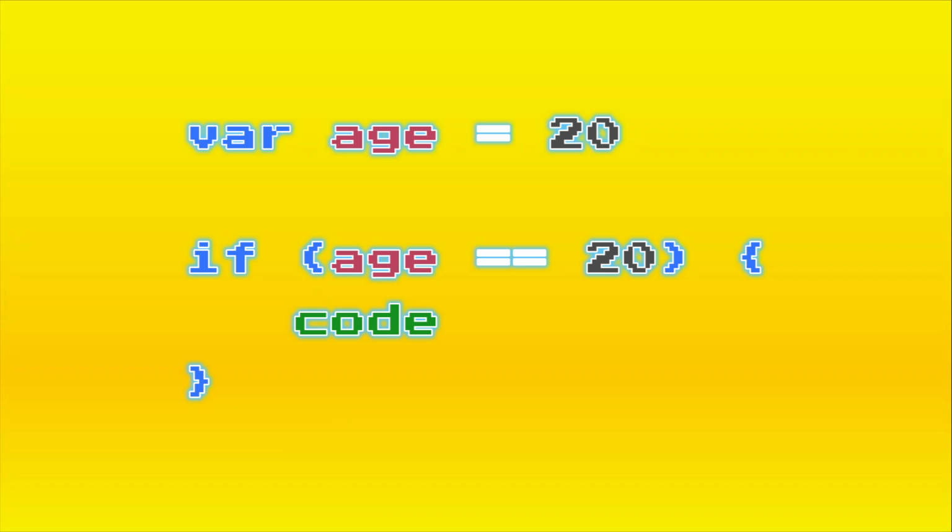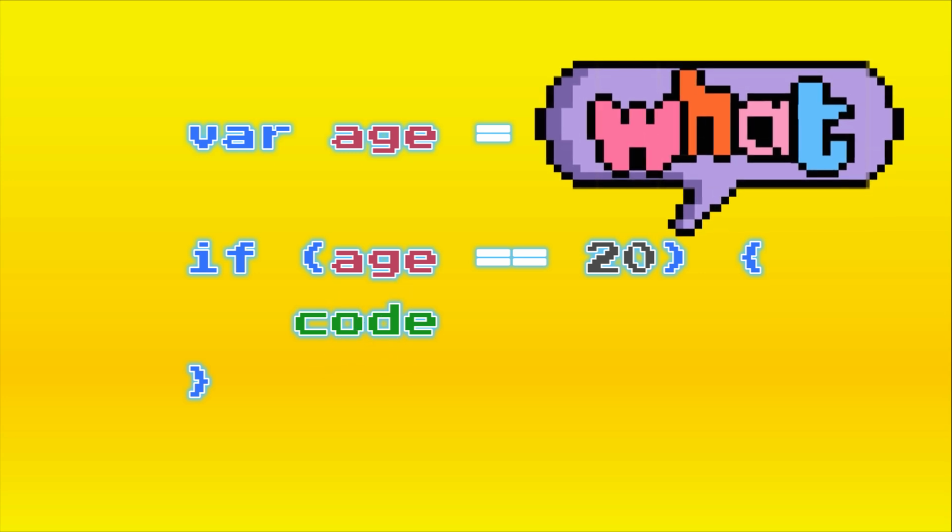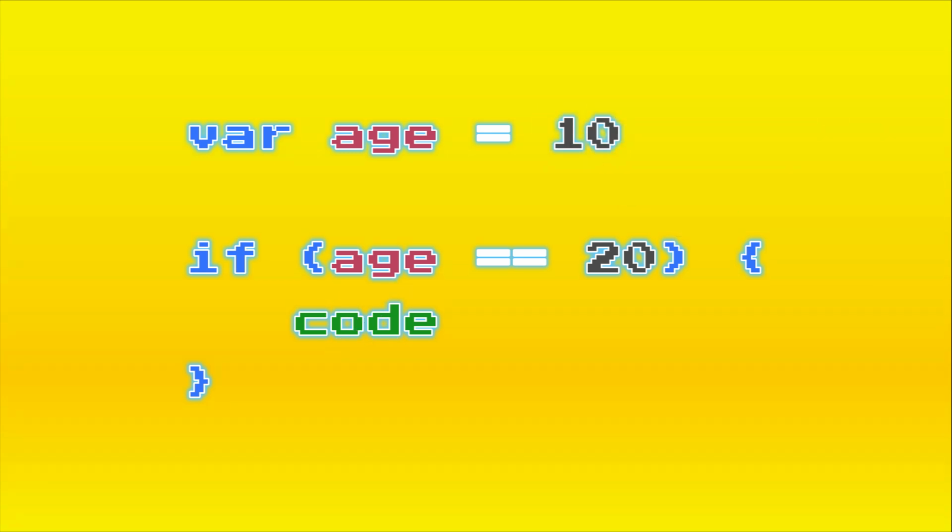For example, if we change the value of the variable age to 10, it is no longer equal and gives us a false answer. So now the code is not executed. But if we change the equals to less than, it is true, and the code is executed.